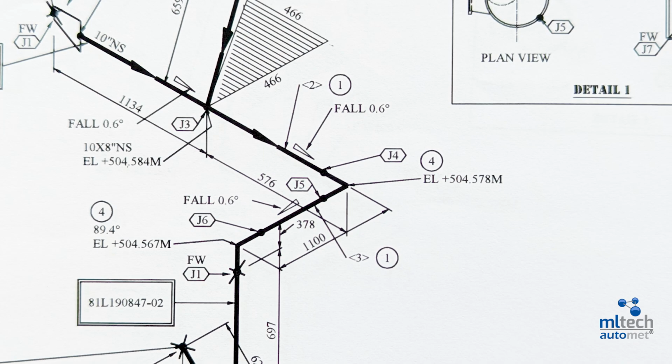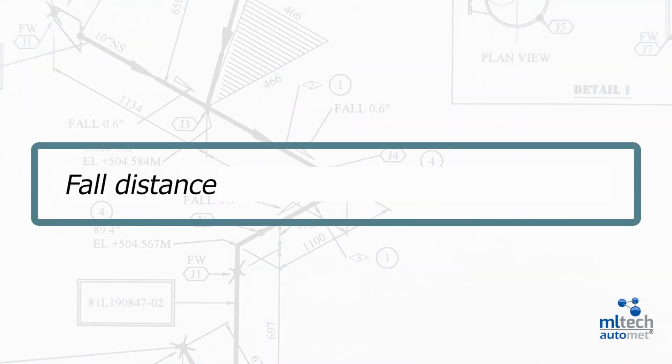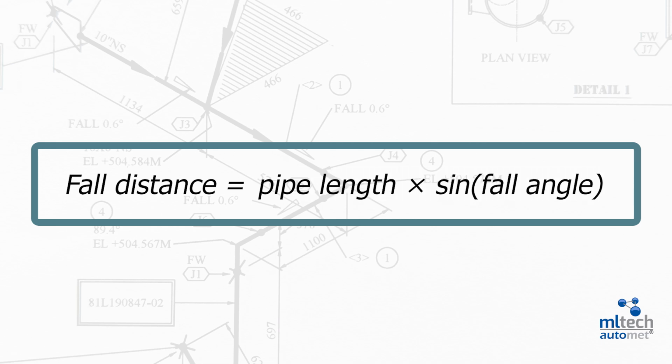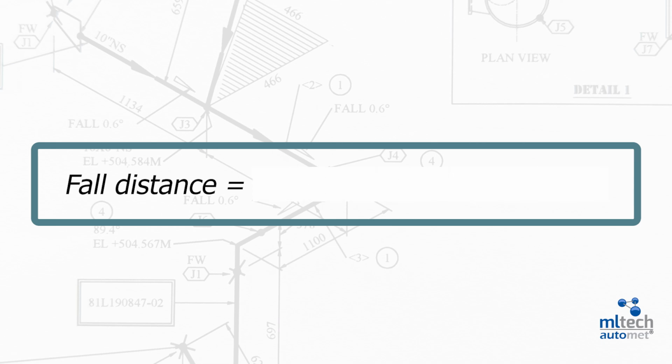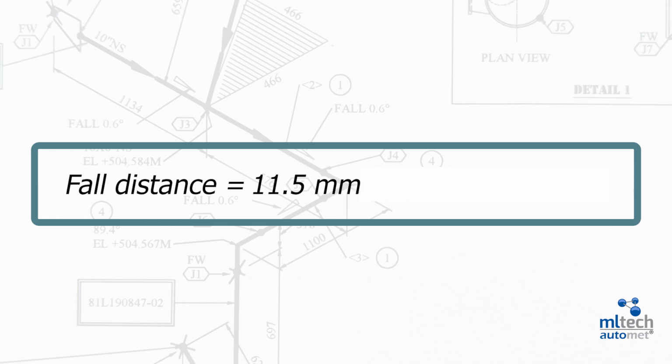If your drawing provides a degree value for the fall, then you can work it out in the following way. Fall distance is equal to the pipe length multiplied by the sine of the fall angle. For example, a fall of 0.6 degrees on an 1100 mm pipe is 1100 times the sine of 0.6. The fall is 11.5 millimeters.